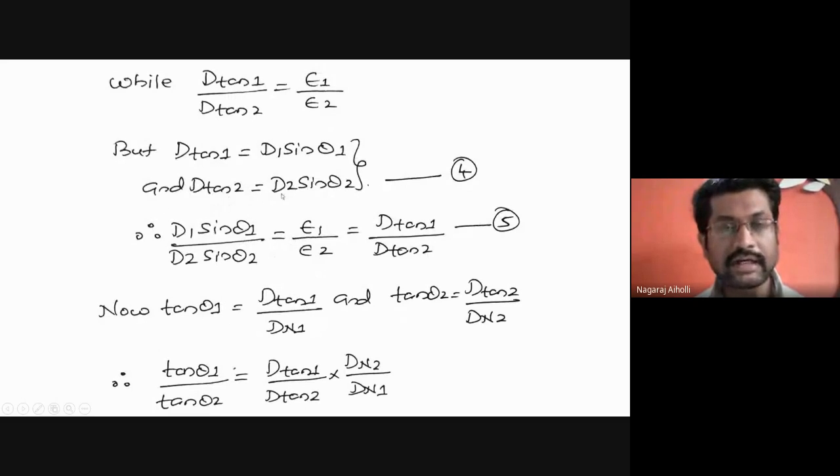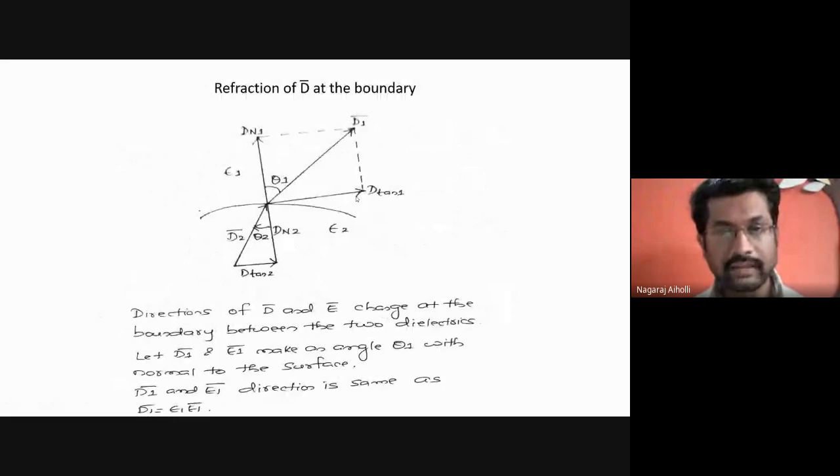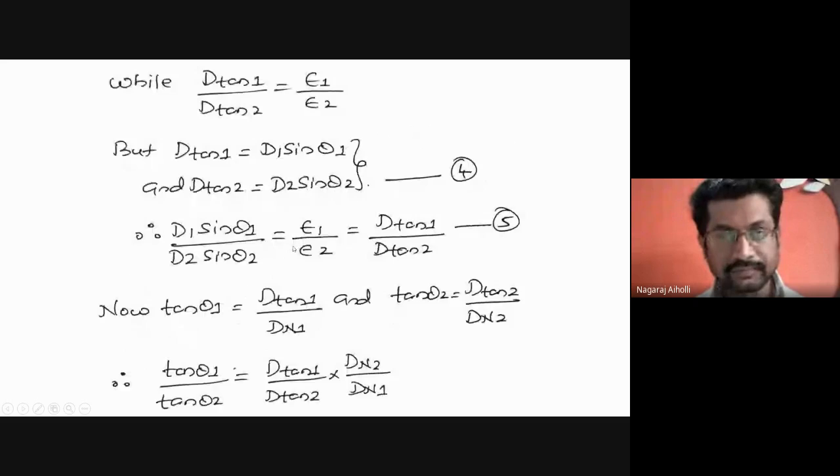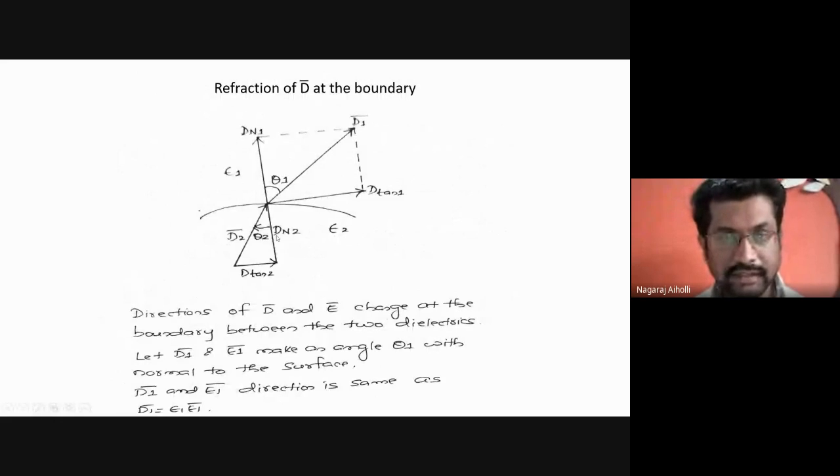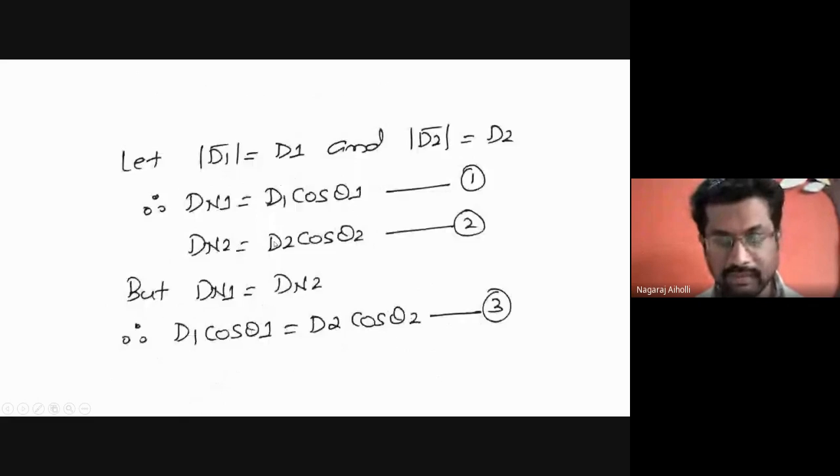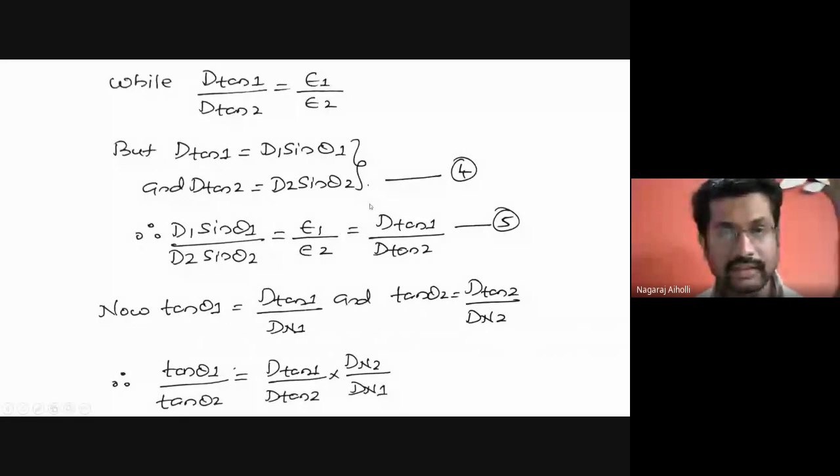Similarly, Dtan2 will be D2 sin theta 2. We look into region 2 here. Sorry, sin theta 2, not tangent. Sin theta 2 is the opposite side Dtan2 by D2, or Dtan2 is D2 sin theta 2.